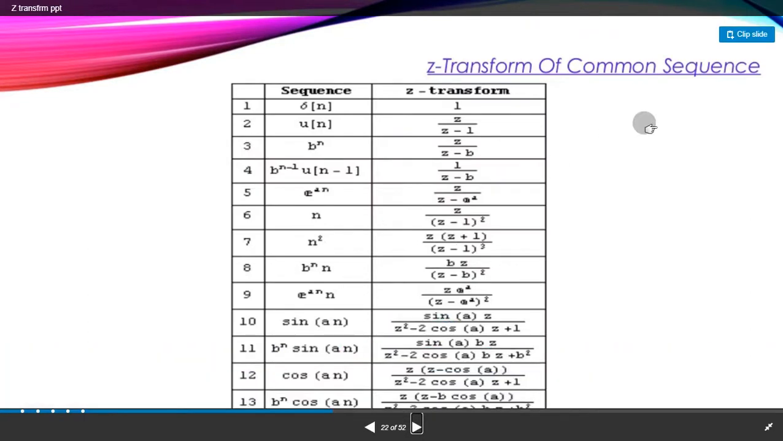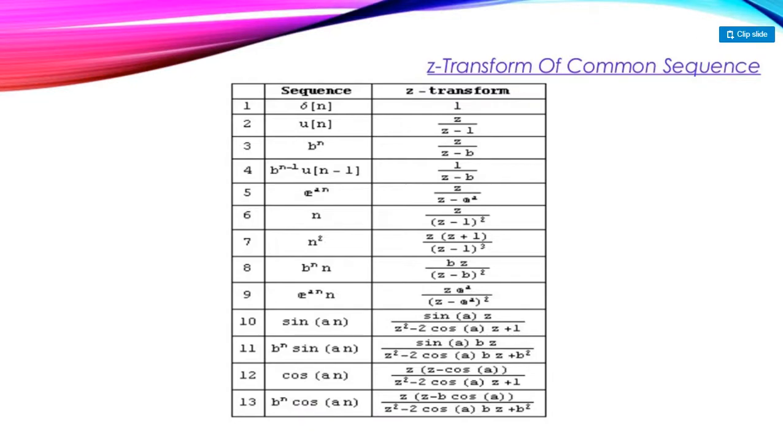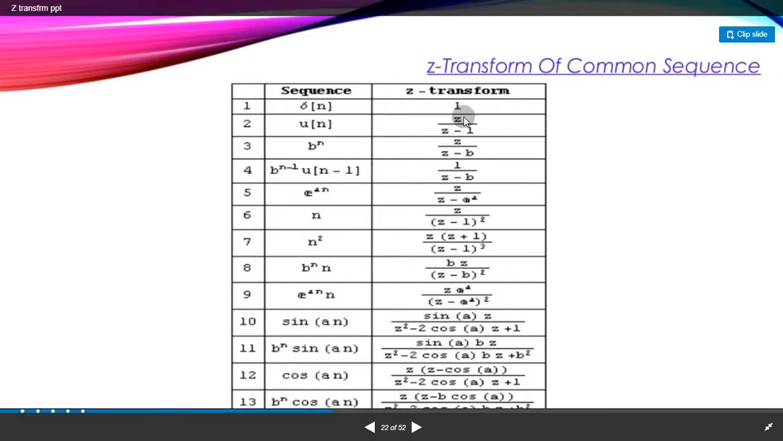Yes, and these are the basic formulas of the Z transform. The first one is the sequence delta of n, the discrete impulse sequence. The Z transform of a unit impulse function will be very similar to the Fourier transform. That will be 1. The Z transform of u of n is z by z minus 1. The Z transform of the sequence b to the power n is z by z minus b.